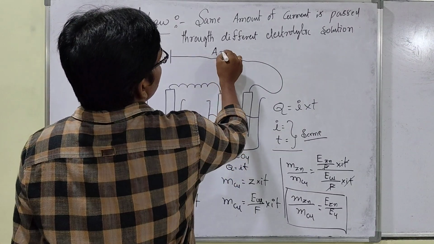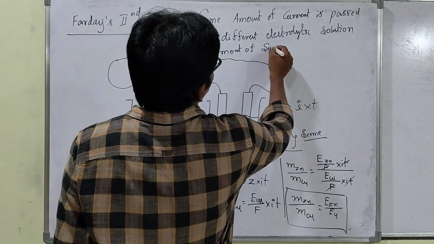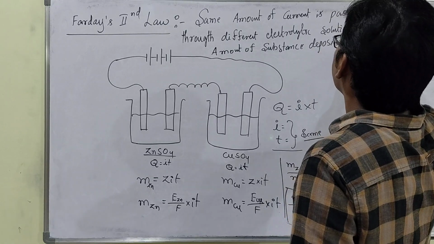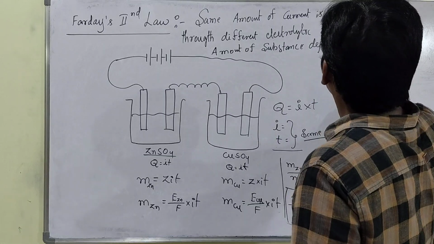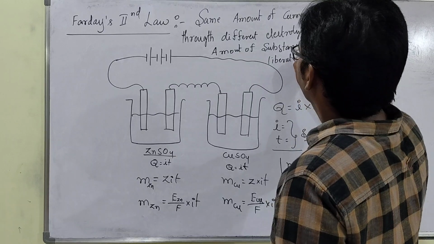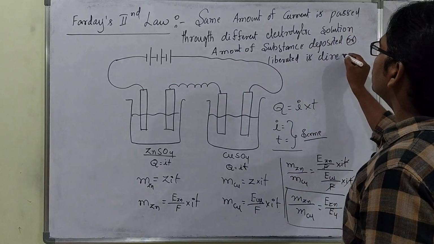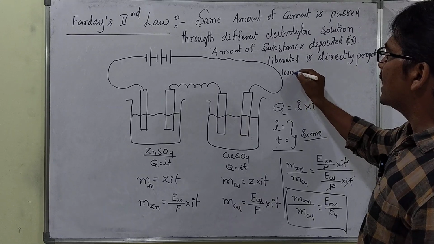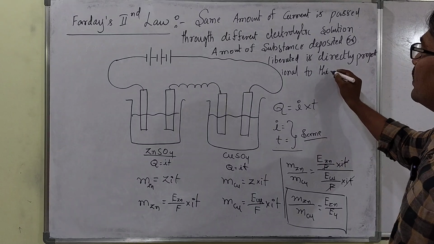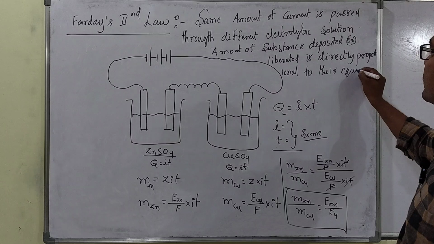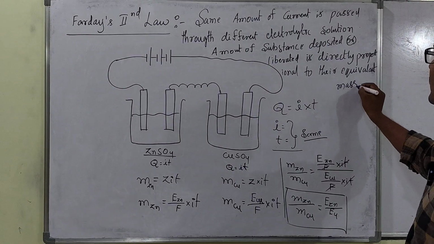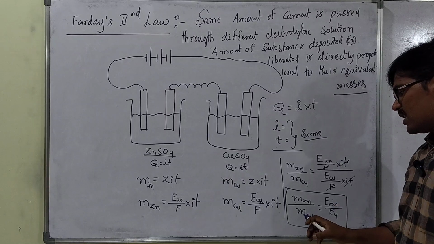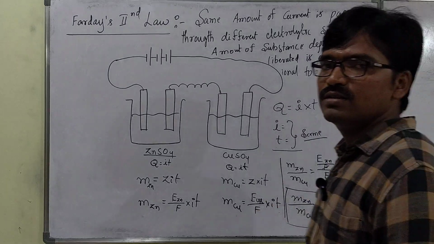Then the amount of substance deposited or liberated is directly proportional to their equivalent masses. Sir, the mass of the zinc is equal to the equivalent mass of the zinc, and the mass of the copper is equal to the equivalent mass of the copper. This is Faraday's second law.